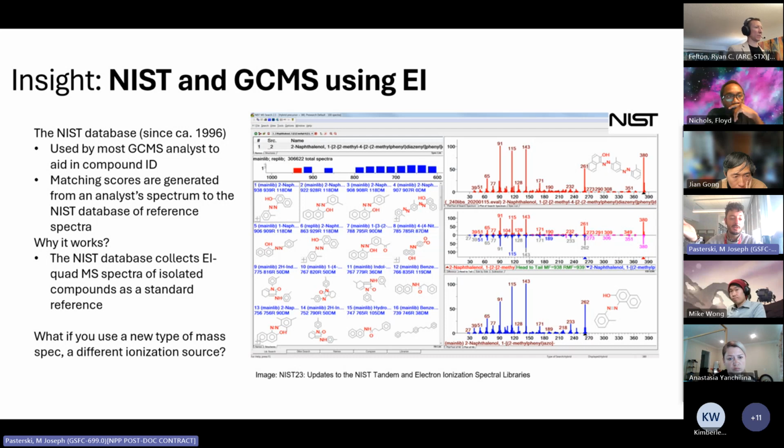But what happens when you want to develop a new type of mass spectrometer, or you're sending a mass spectrometer to space that has been shrunken and changed in a lot of different ways in order to make it flight ready? Those NIST databases become not useless, but a lot less useful. So it's something to consider that we don't have these types of databases.